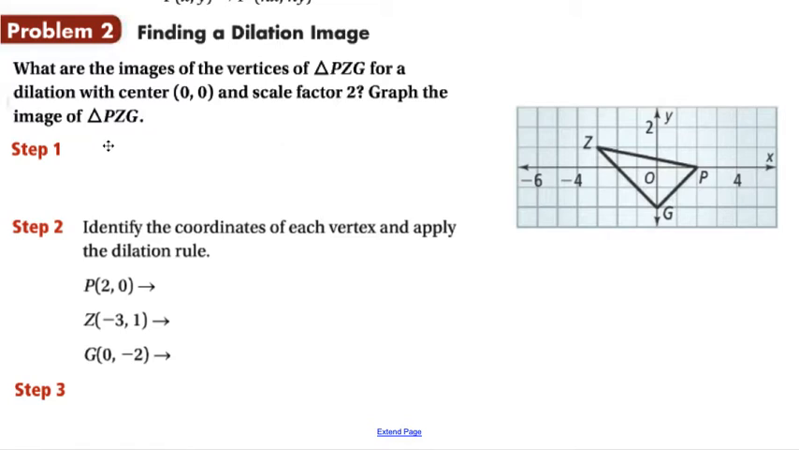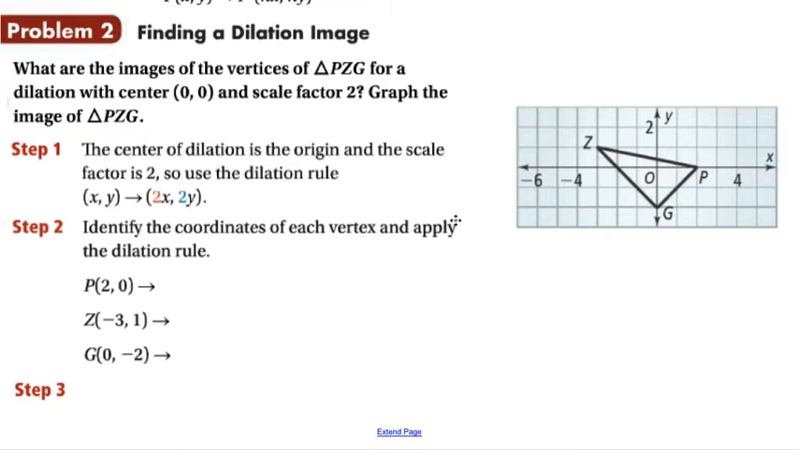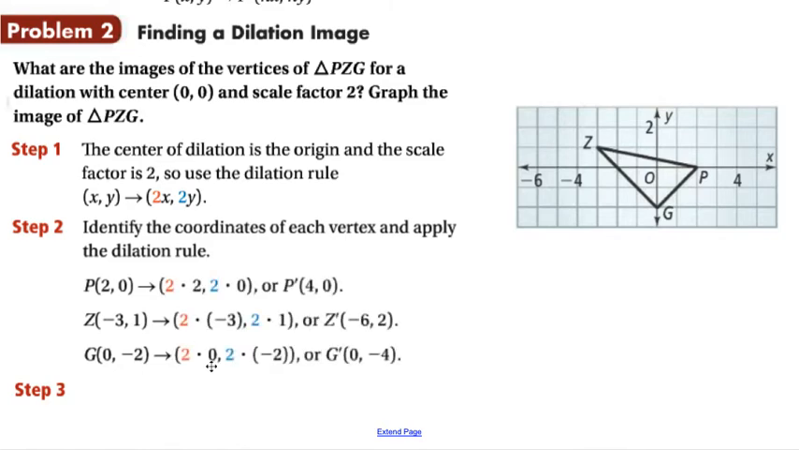Well, first of all, what we want to do is to go ahead and write our rule. Since the scale factor is 2, every single point we're going to multiply each of those coordinates by 2. So let's identify the coordinates of P, G, and Z. Well, P is (2, 0), Z is (-3, 1), and G is (0, 2). So doubling each of those, we get our new image points.